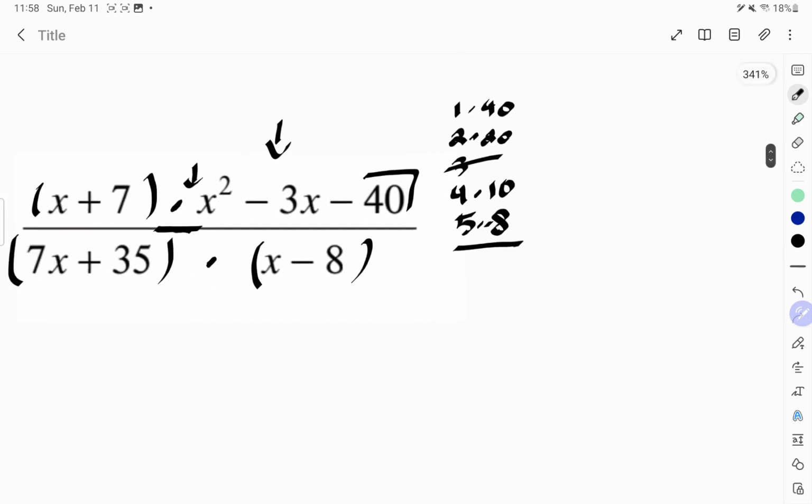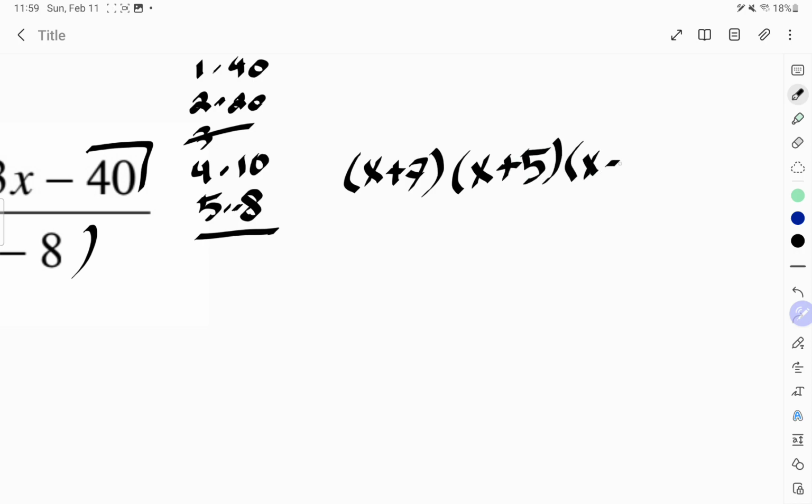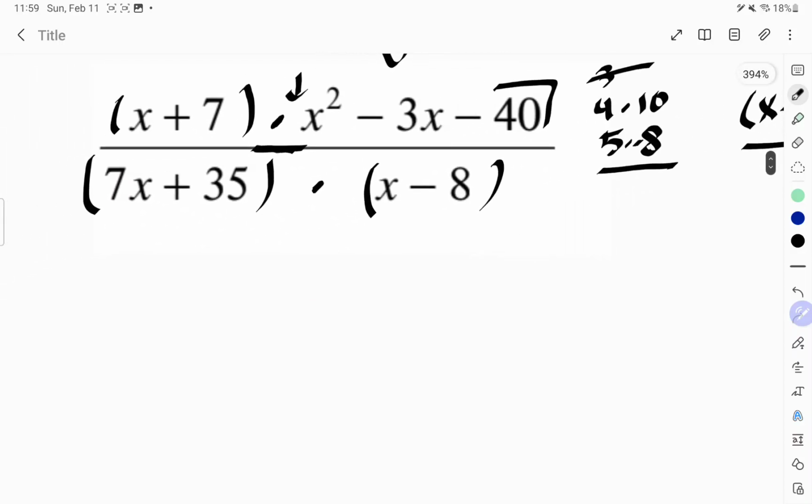So let's start writing our factors. We're going to start with x plus 7, and then we're going to add our factors right next to that. So x plus 5, x minus 8. All right, we factor everything on top, so we're good on that one. Now let's see if we can factor anything on the bottom. Well, this one we can't, so I'm going to leave it alone.